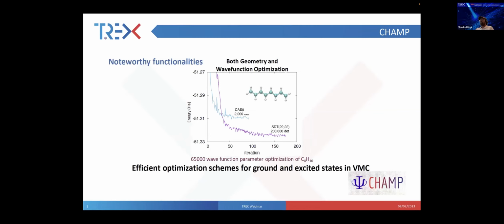We can combine both geometry as well as wave function optimization for ground as well as excited states. Here, this is the geometry optimization along with wave function optimization for the 200 optimization iterations for this molecule. And you can see there are like 200,000 determinants in the wave function and 65,000 wave function parameters in total.